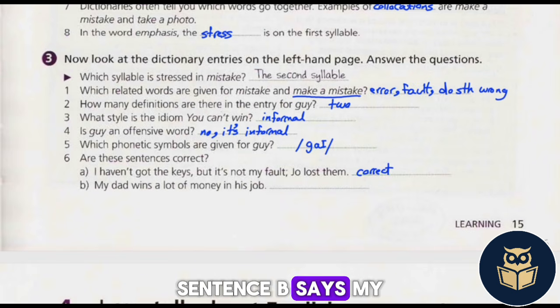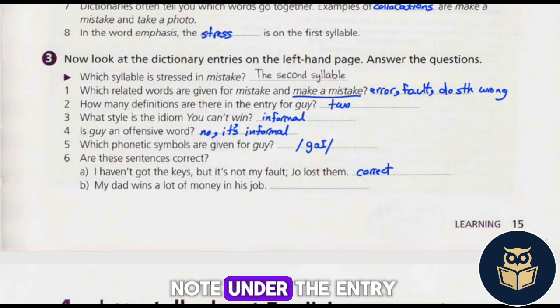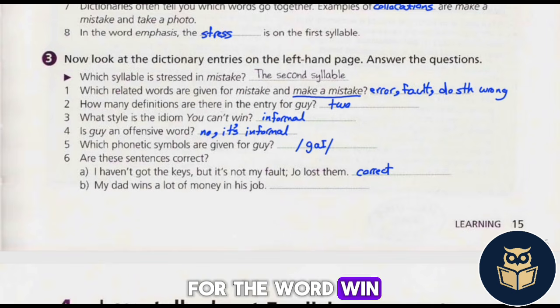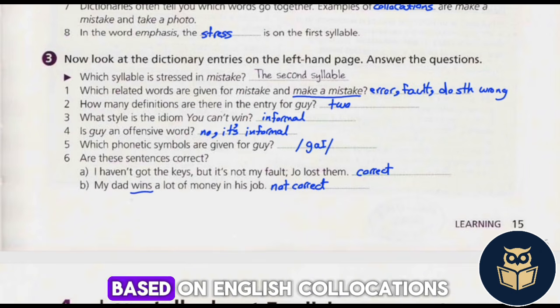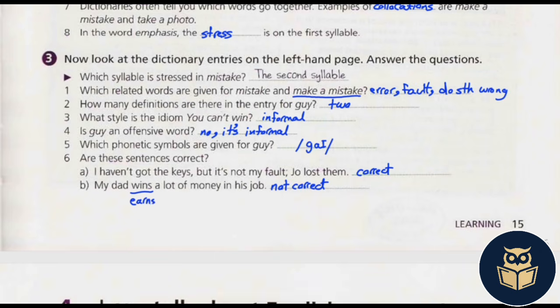Sentence B says, my dad wins a lot of money in his job. But wait a second. Look at the help note under the entry for the word win. It explicitly warns us, note that we earn, not win, money at our job. Therefore, sentence B is grammatically incorrect based on English collocations. We earn a living, we don't win it.